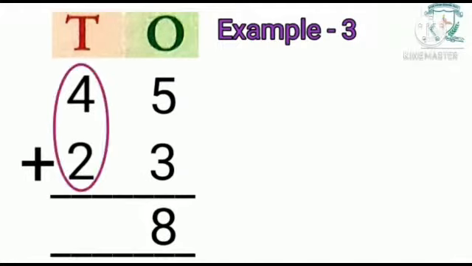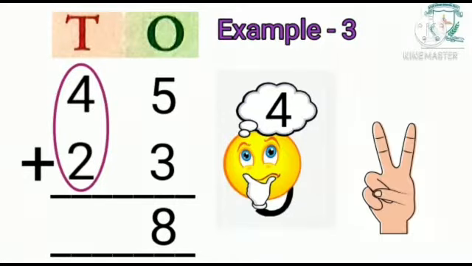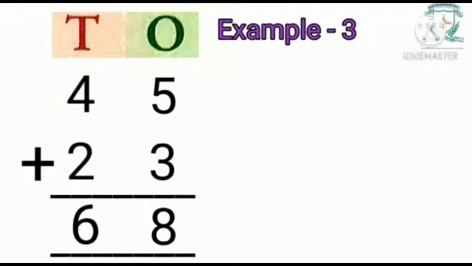Now we shall add the digits in the tens place. We add as 4 in the mind and 2 fingers up. After 4 comes 5 and 6. We write 6 in the tens place. So the answer is 45 plus 23 is equal to 68.